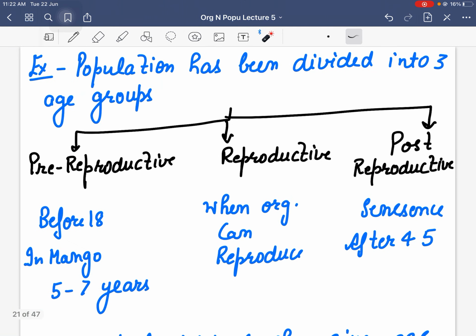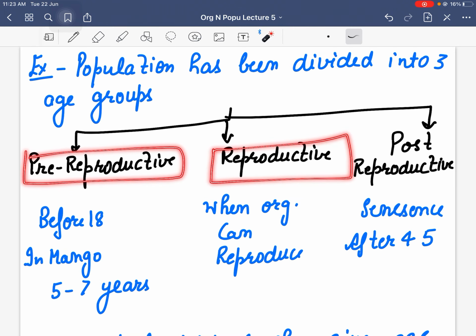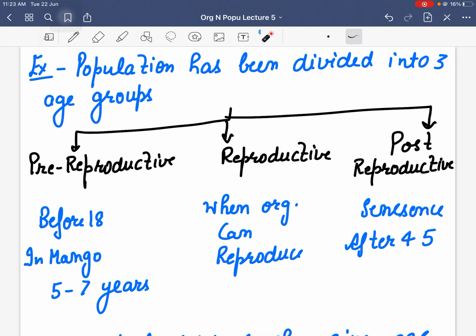Now, when we look at a population, all individuals do not fall into the same age group. Few are pre-reproductive, few are of reproductive age, and few are in the post-reproductive age. So a population has been divided into 3 major age groups: pre-reproductive, reproductive, and post-reproductive.